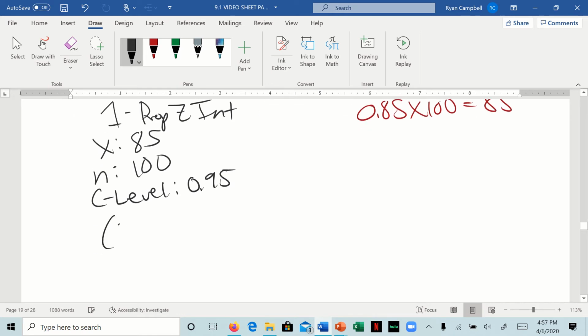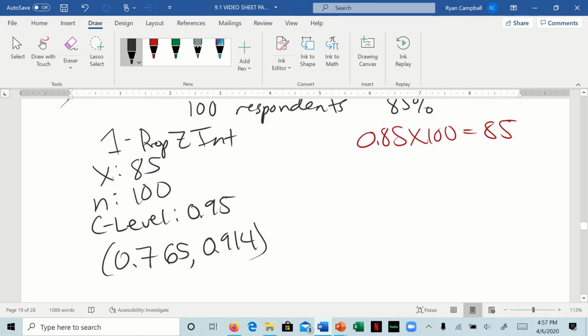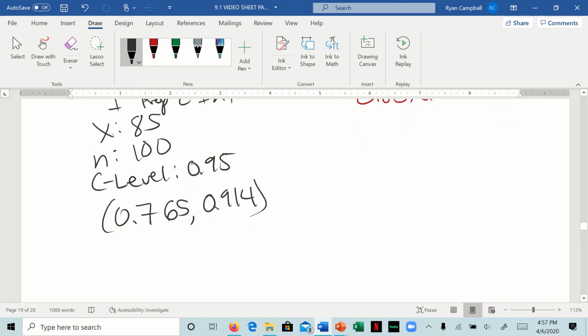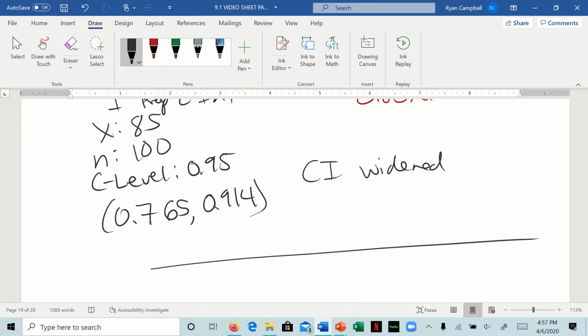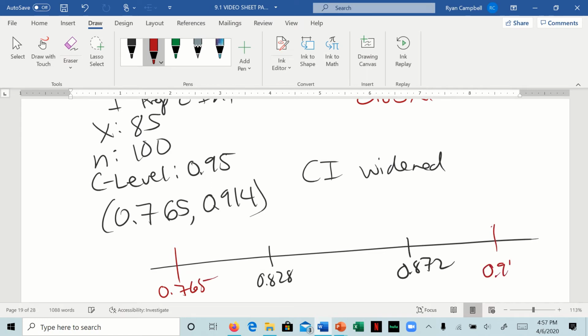And what you see is that you get 0.765 and 0.914. So what happened to the confidence interval? We see that the confidence interval widened, right? Because the original one was 0.828, 0.872, and now it's 0.765, 0.914.